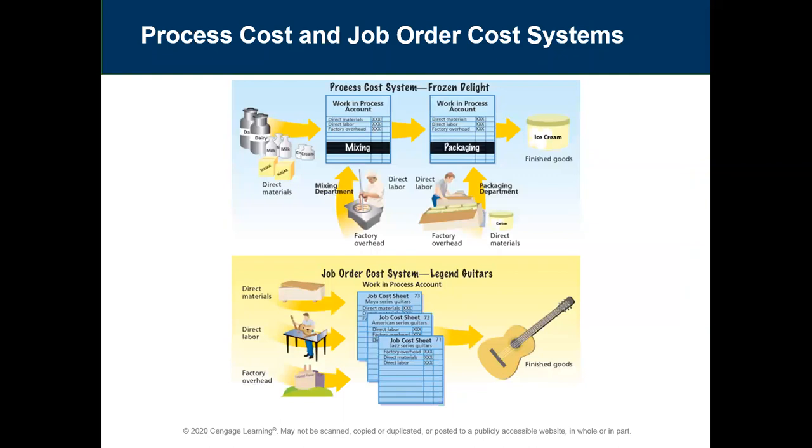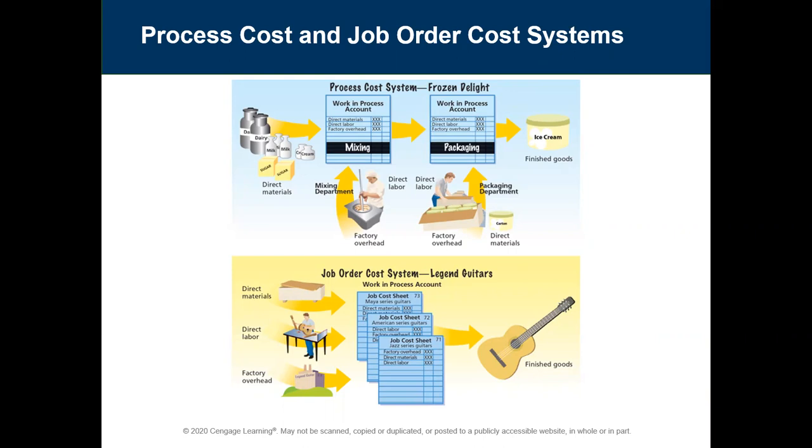So here are some pictures in case you're a picture-oriented learner, to help you see the difference between the two. In job order costing, we put direct materials, direct labor, and factory overhead into the different jobs, and then we add finished goods. With process costing, we put direct materials into one work in process account, then we add direct labor and factory overhead, and when we finish in that department, we move it on to another department where we add additional labor and overhead until it becomes a finished good.